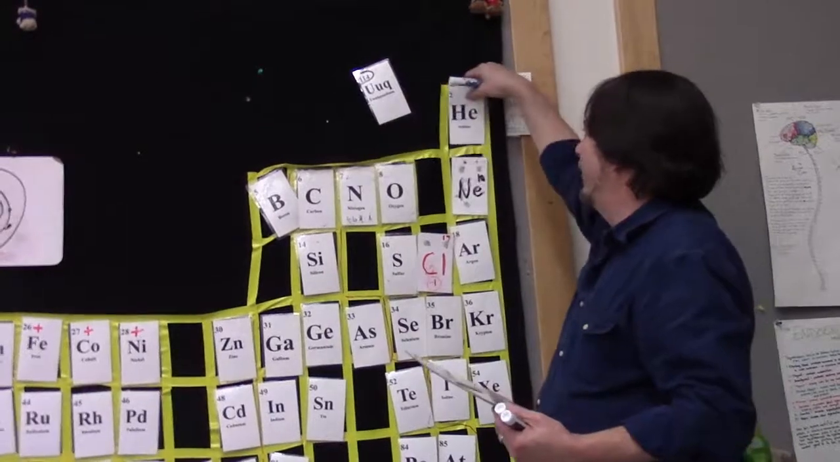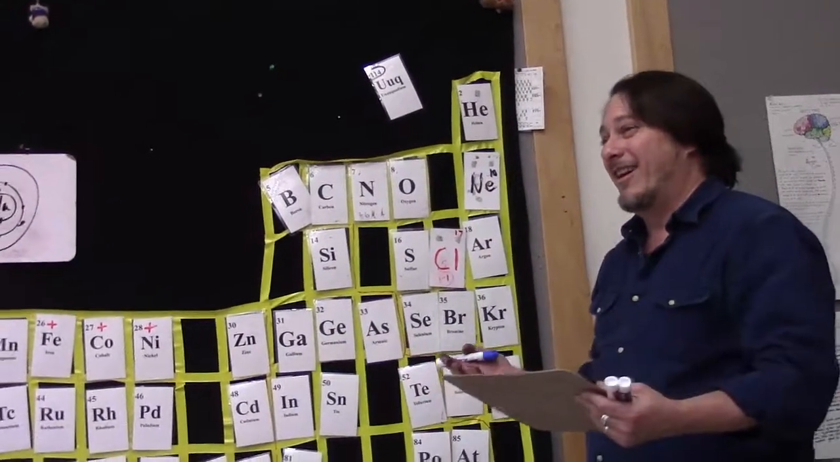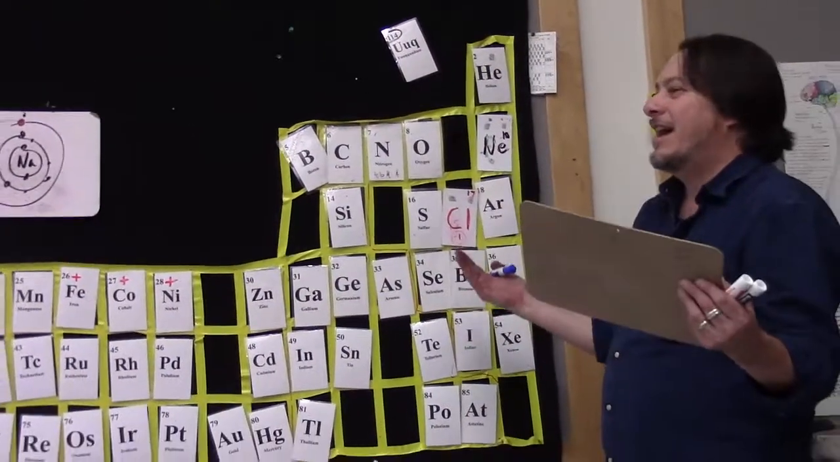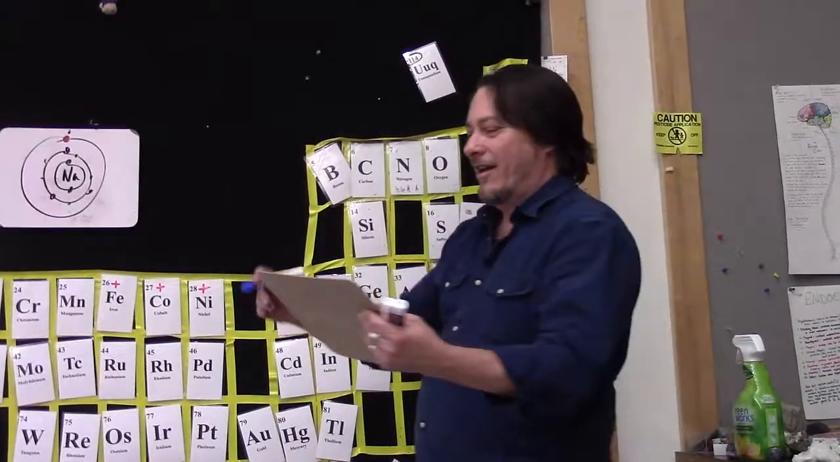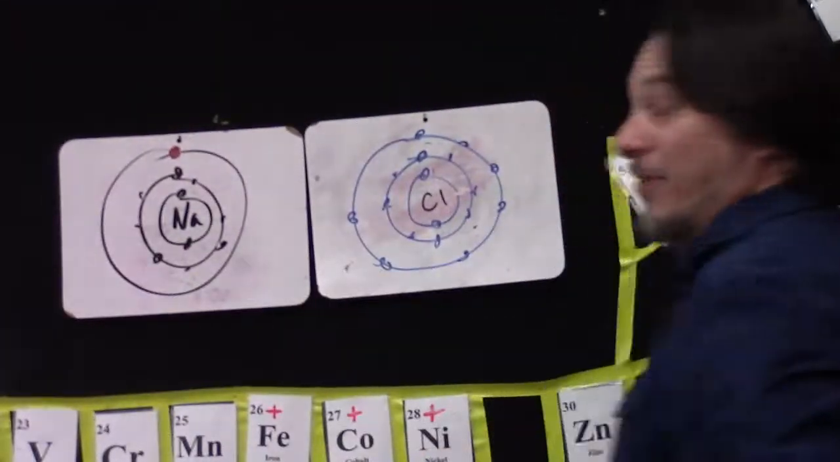See, the noble gases are like the rich people of the periodic table. They don't have to go anywhere. They don't have to do anything. They just sit there. They're stable. They're happy. And everybody else has got to go to work. And so chlorine's got to go to work, find itself an electron, because they really are happier that way.